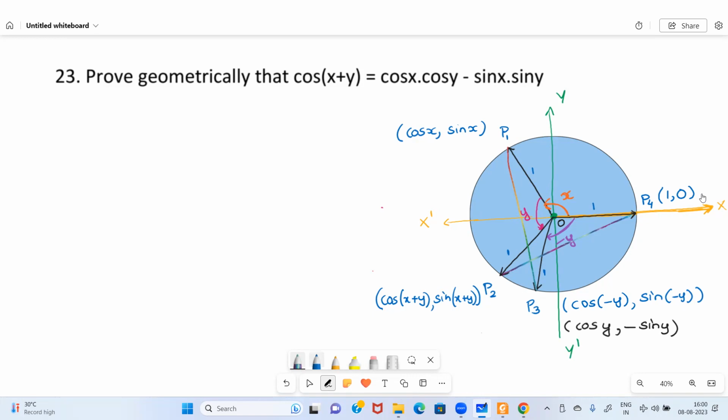So let me write it here. So the triangle P1, O, P3 is congruent to triangle P2, O, P4. This implies that corresponding sides will be equal. So which means the length P1, P3 is going to be equal to the length P2, P4.